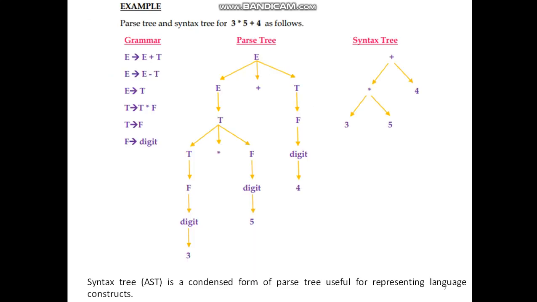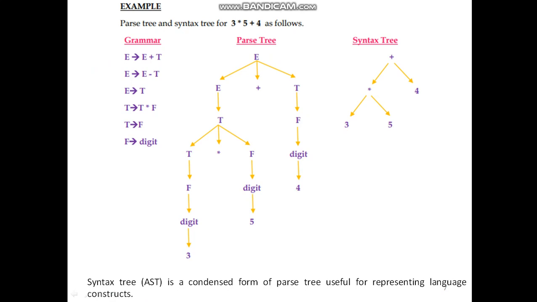See, consider the example 3 * 5 + 4. Let it be an input expression, and the grammar shown in the slide is given. Then the parse tree corresponding to this expression 3 * 5 + 4 based on this grammar is also shown. So the parse tree actually shows the different steps which are involved in the parsing process.